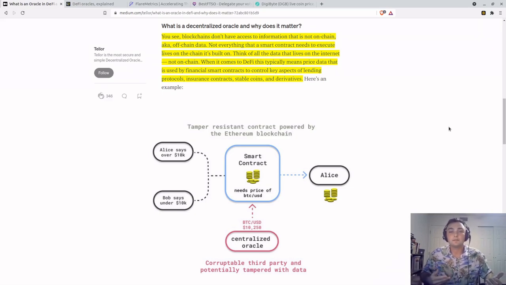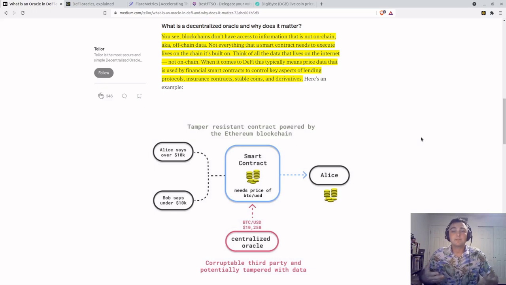Well, what is an oracle? An oracle is a way to get off-chain data on-chain. You see, blockchains don't have access to information that is not on-chain, aka off-chain data. Not everything that a smart contract needs to execute lives on the chain it's built on. Think of all the data that lives on the internet, not on-chain. When it comes to DeFi, this typically means price data that is used by financial smart contracts to control key aspects of lending protocols, insurance contracts, stablecoins, and derivatives.